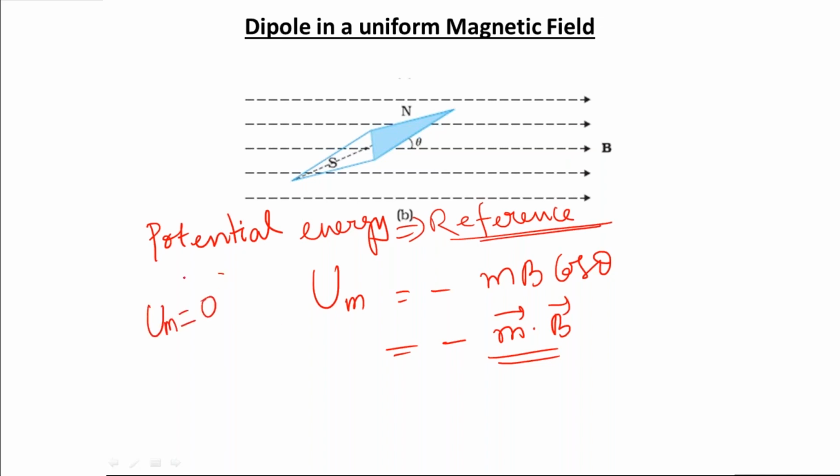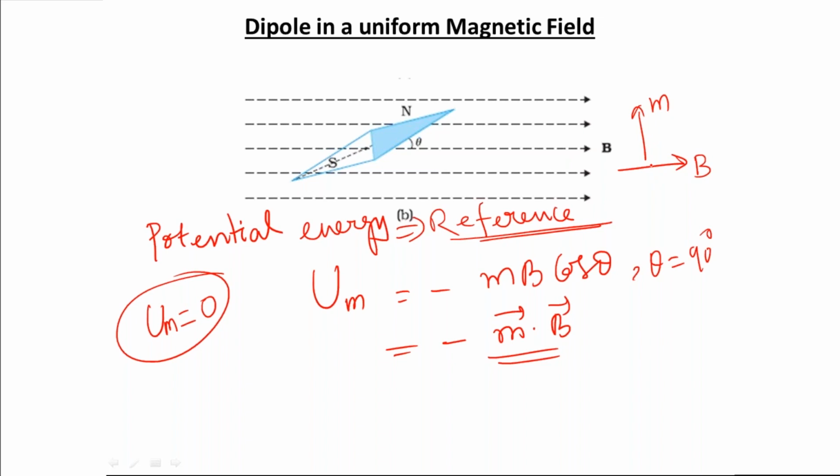In this case, the magnetic potential energy will be 0 if the theta angle is 90 degree. So obviously, if your magnetic field is this way and your magnetic dipole is in this way, in that case the potential energy is 0, or the work done you have to do is 0.